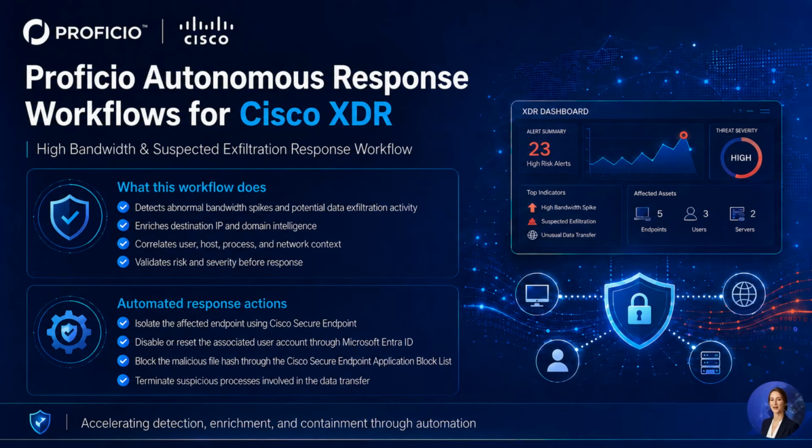The workflow automatically investigates the activity, enriches the destination IP and domain, correlates the associated user, endpoint, process, and network context, and validates the level of risk. When the threat meets the defined response criteria, it initiates the appropriate containment actions to stop the unauthorized data transfer and reduce the risk of further compromise.